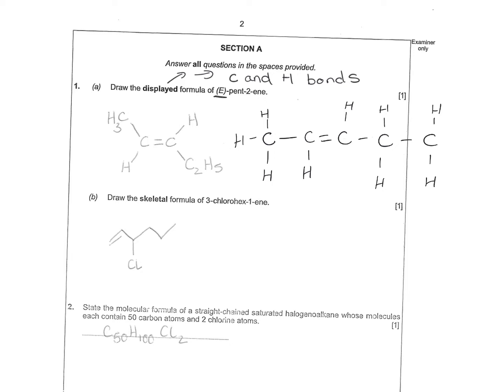Okay, draw the skeletal formula. So first thing you want to do, hex-6-ene, double bond on the first carbon. So you've got that there. Then you've got a chlorine on the 1, 2, 3rd carbon. Okay, count them along, 4, 5, 6.